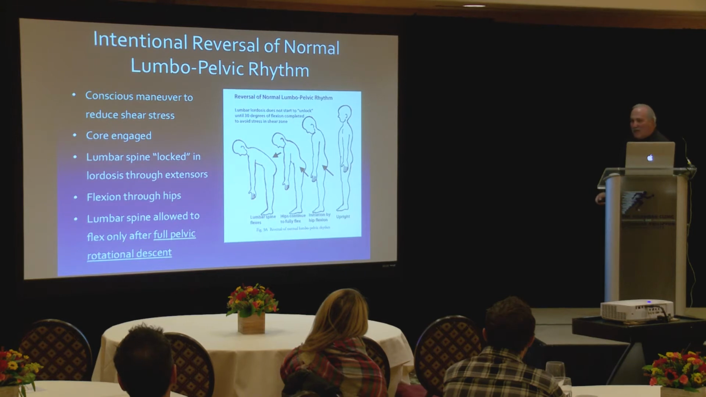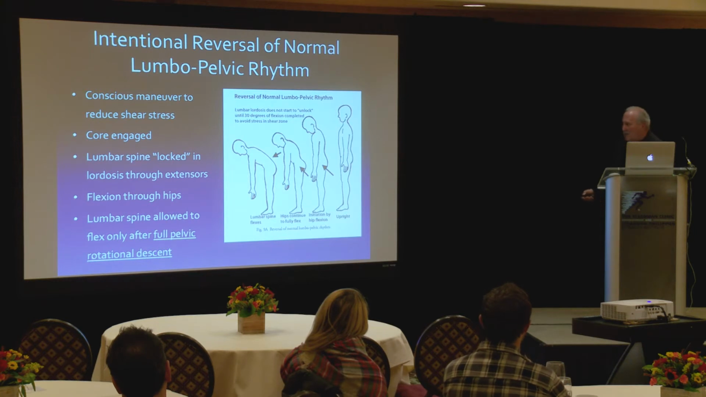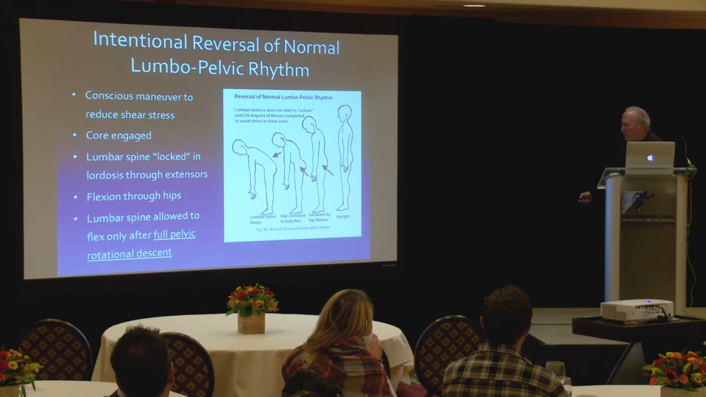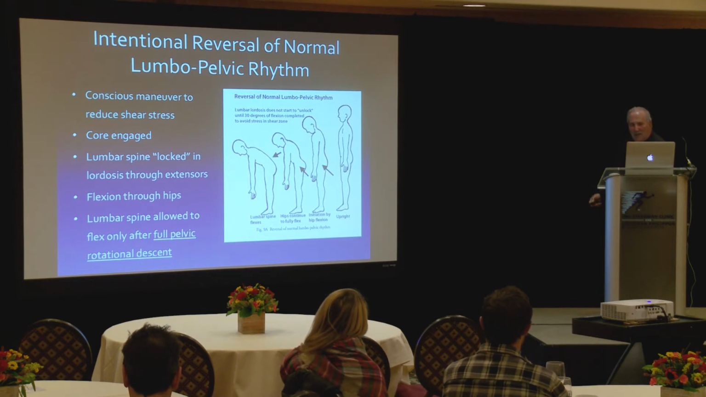So you can actually teach them to reverse their normal lumbopelvic rhythm. We saw that when we looked at physical examination, where people who are really strong lock their back and bend forward only through their hips. You can teach them to do this. So if you teach them to lock their lumbar spine when they go down and only round at the bottom, or even if they're absolutely miserable, not even round, but stay like that, you can reduce the amount of stress in the lumbar spine, teaching them how to reverse the normal lumbopelvic rhythm.